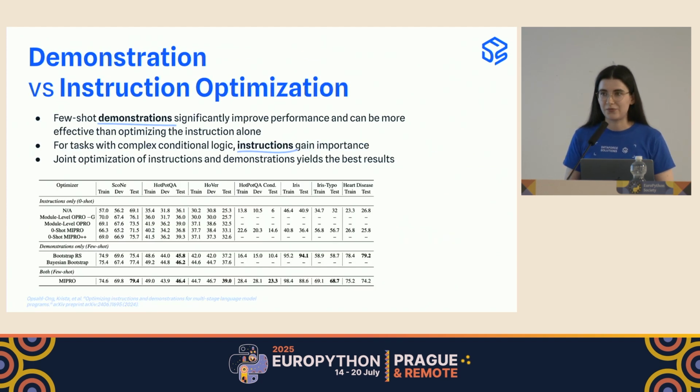You might have noticed that so far our primary approach to prompt optimization was simply adding labeled demonstrations directly into the prompt without doing anything with the instruction. And it turns out that this method is quite powerful. In fact, some studies show that optimizing just the demonstrations can lead to better performance than optimizing the instruction alone. However, the instructions become more important in tasks with complex conditional logic, and joint optimization of instructions and demonstrations generally yields the best results. So how can we achieve that?